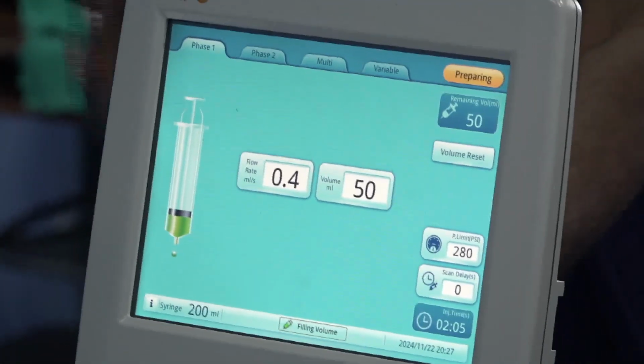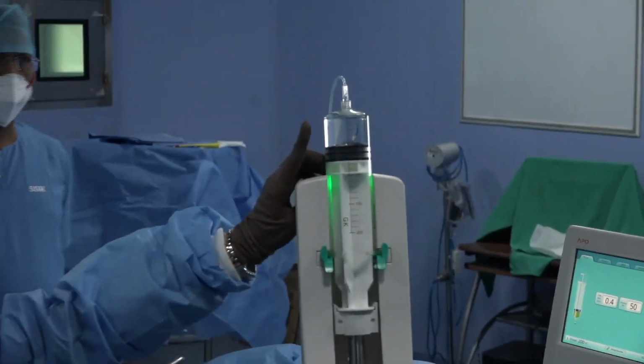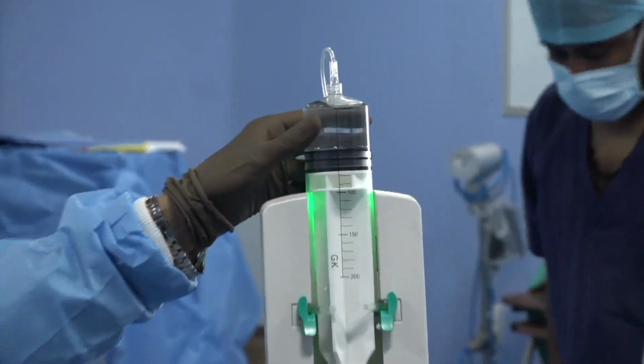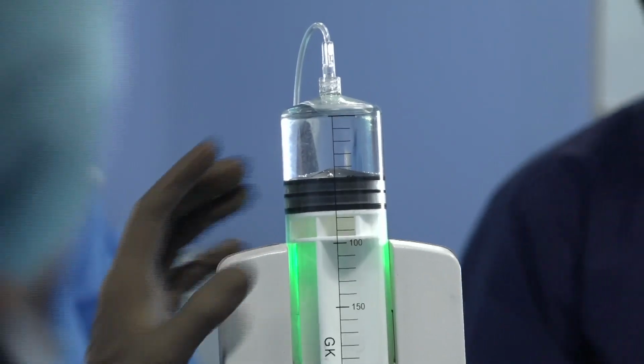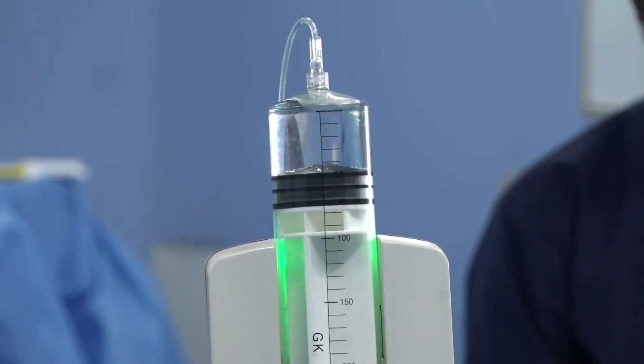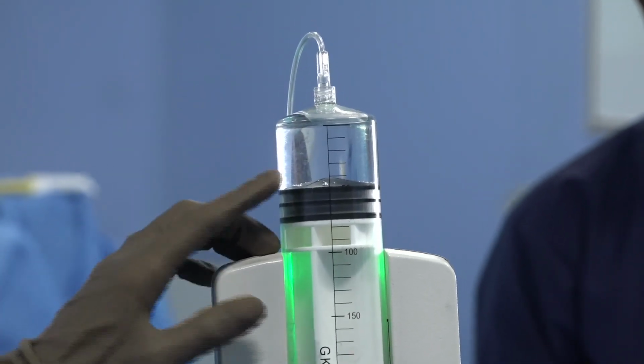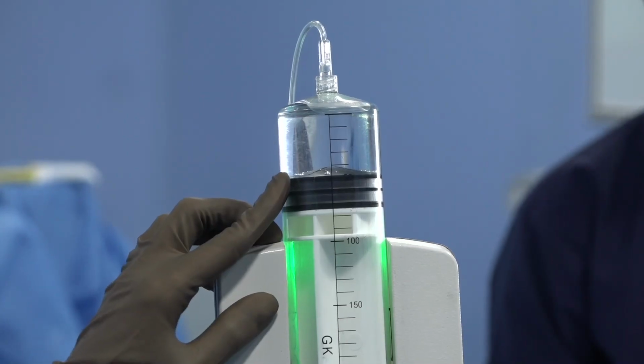So as you can see, the syringe, can you just focus on the syringe first? This syringe is already filled. How much is it? Only 50 ml of the drug is there. In this situation, it's normal saline only.